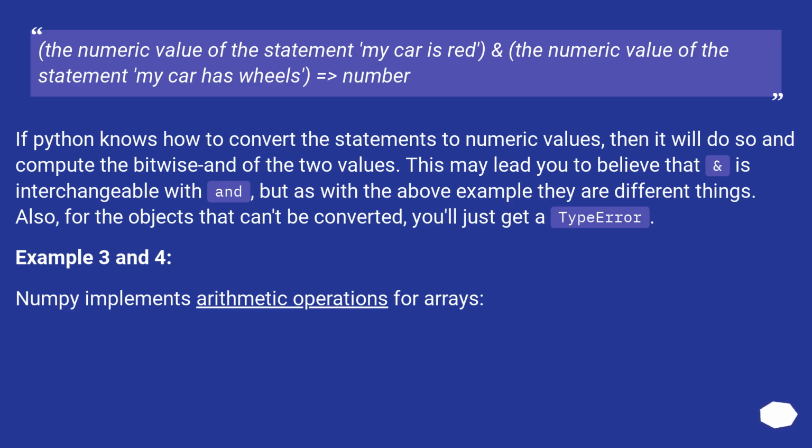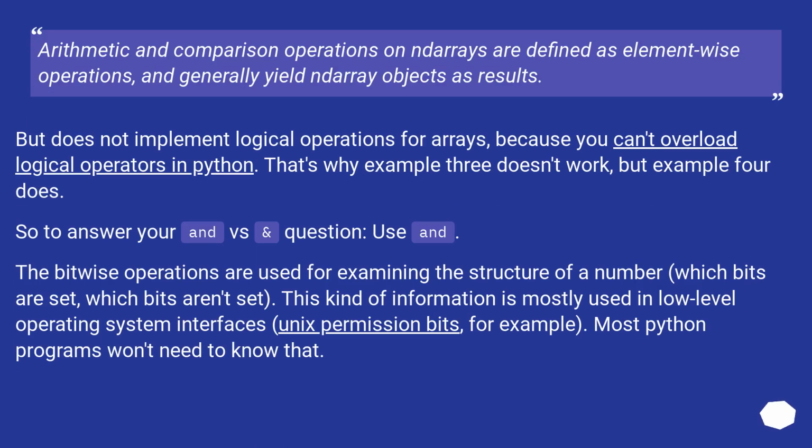Example 3 and 4. NumPy implements arithmetic operations for arrays. Arithmetic and comparison operations on arrays are defined as element-wise operations, and generally yield array objects as results. But it does not implement logical operations for arrays, because you can't overload logical operators in Python. That's why example 3 doesn't work, but example 4 does. So to answer your and versus & question, use &.